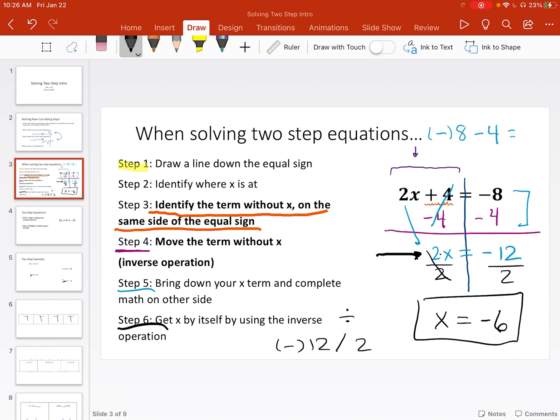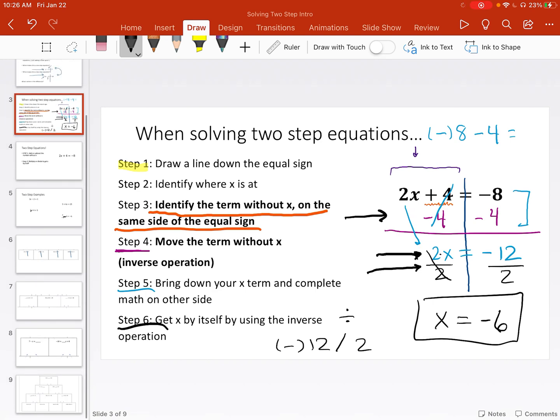But I want you to notice, the first thing we did was we either add or subtract. In this case, we subtracted 4. And then my arrow's already here. The second thing we did is either multiply or divide. And I'll put another arrow there. We divided in this case. So if you get that pattern of, okay, first I need to add or subtract the number without x, and then I'm going to multiply or divide to get x by itself.